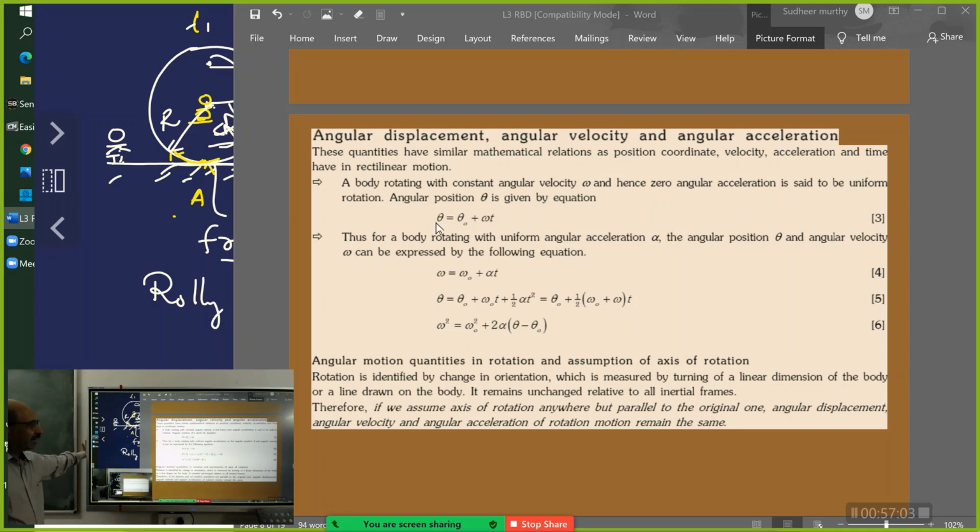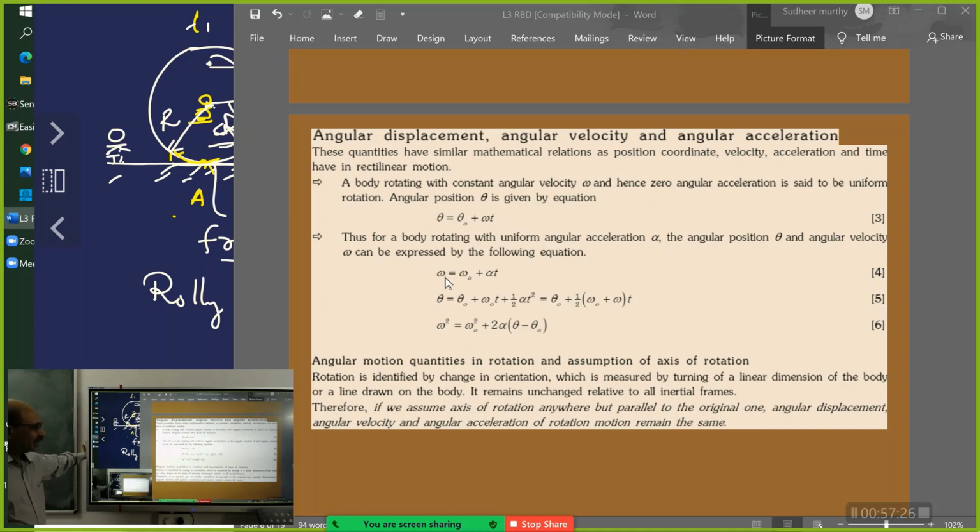When can we write an equation like this? When there is zero angular acceleration, when there is no angular acceleration, when omega is constant. Constant means its angular speed is the same and its direction is also the same.